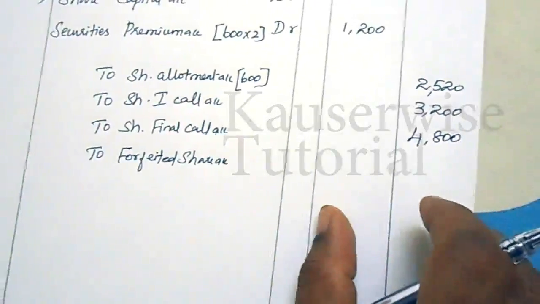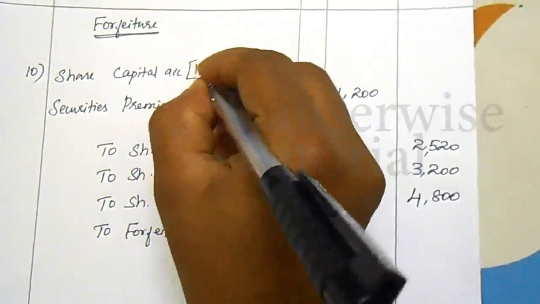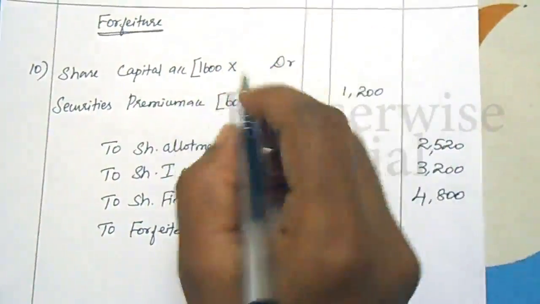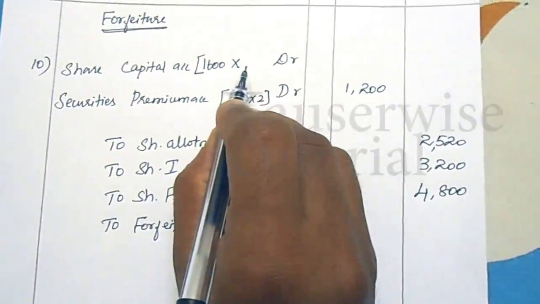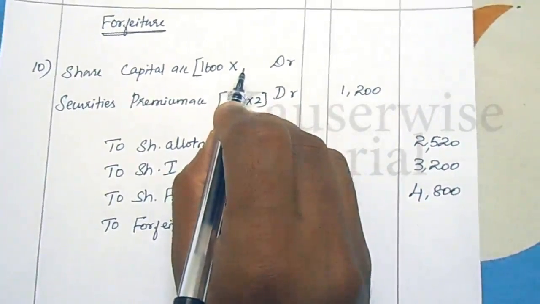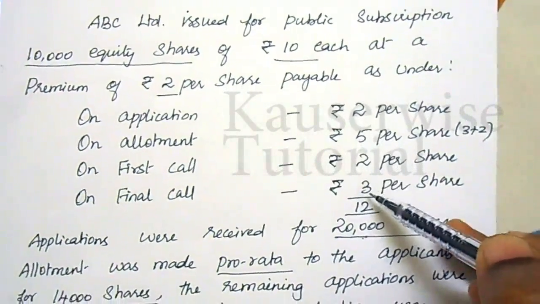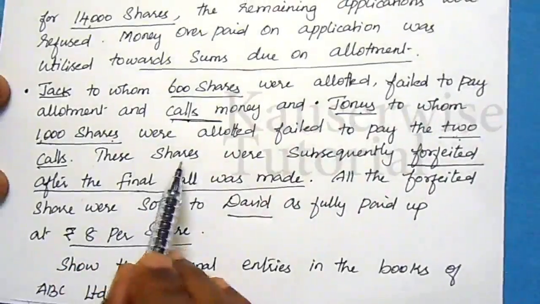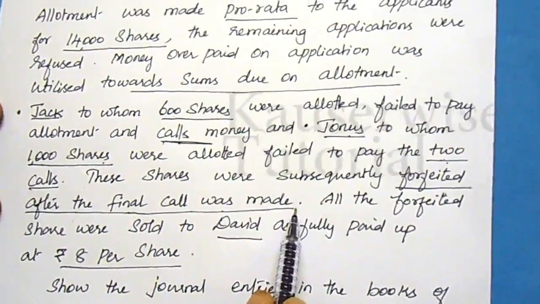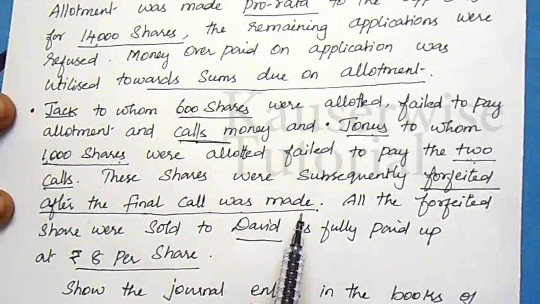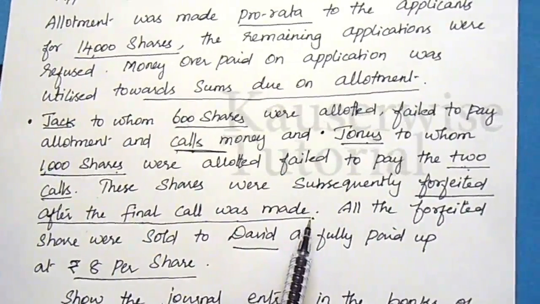4,800. Okay, now you have to fill the amount for share capital. So totally how many shares forfeited? 1,600 shares. So 1,600 into, you have to write called up value. Called up value means, according to this problem, after making the final call only, the company decided to forfeit. That is, they have made application, allotment, first call and final call. Look at this sentence: the shares were subsequently forfeited after the final call was made. So after the final call means the company has made everything, that is application, allotment, first call and final call, everything is over. So you have to take the called up value.